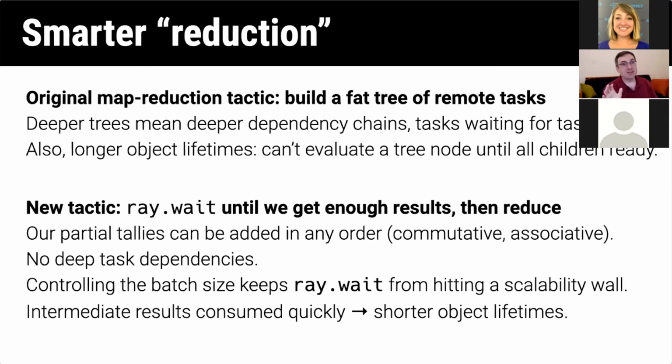Now I'm taking advantage of the fact that the addition that I'm doing over these encrypted ballots is both commutative and associative, which is to say ordering doesn't matter. You always get exactly the same sum. So I'm really taking advantage of the commutativity and associativity in order to do this out of order, because I don't care about order. I care about speed and I care about minimizing object lifetimes.